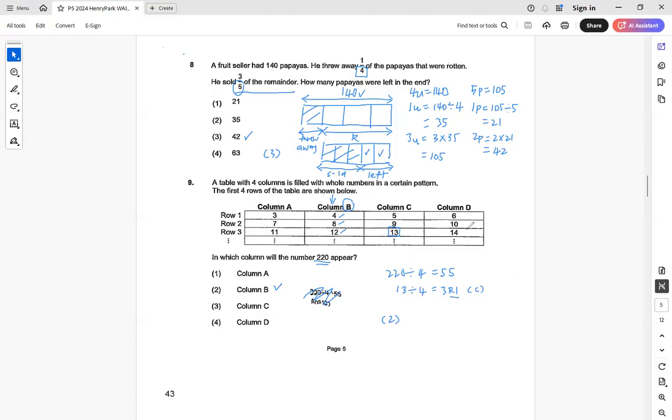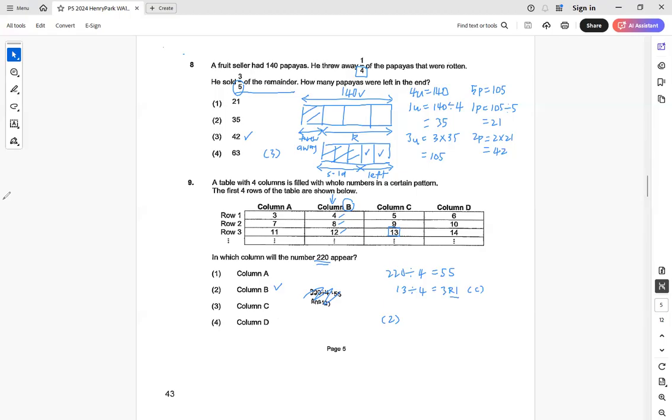Okay, and then if you take 14, for example, 14 divided by 4, we will also get 3 remainder 2. Any number that gives a remainder of 2 will be in column D. And then column A is any number that, when you divide by 4, gives a remainder of 3. So it tells you which column it is in based on the remainder. If no remainder, it will be in column B. So that's the pattern for this question.